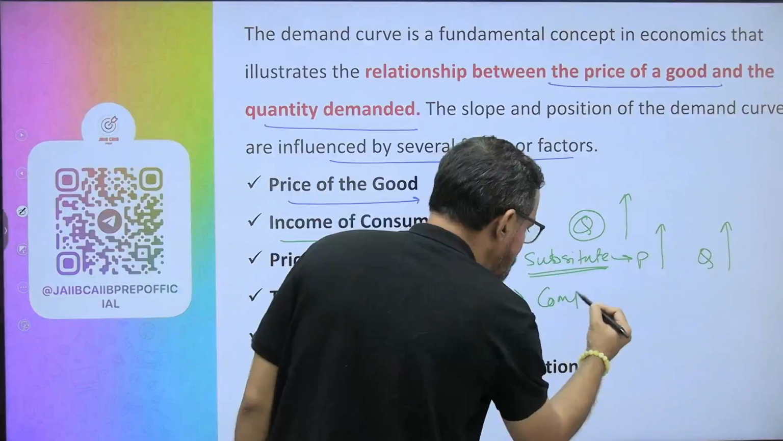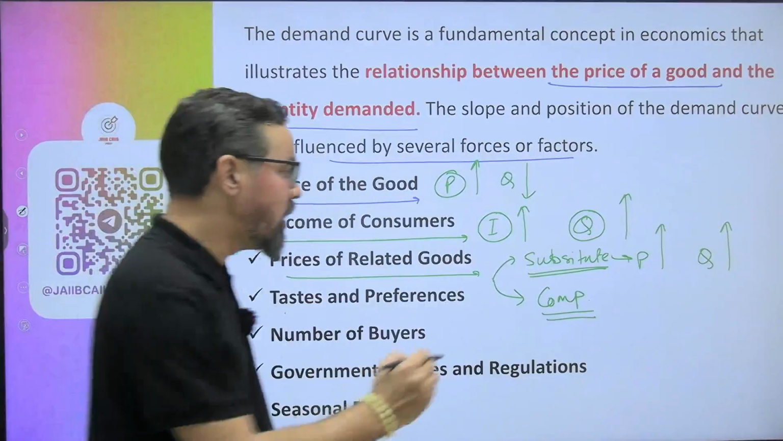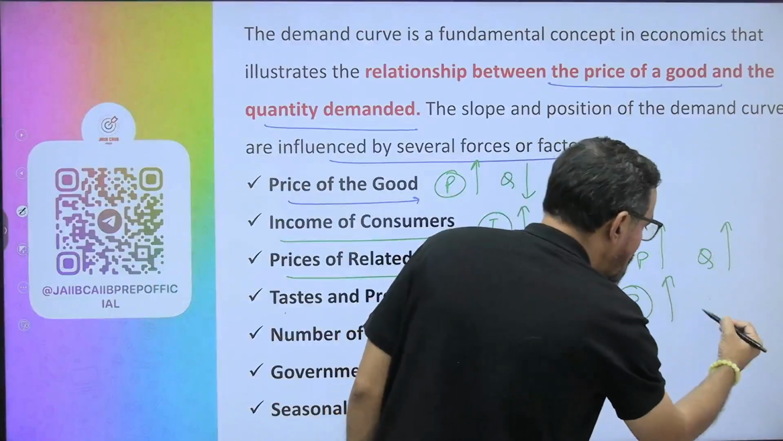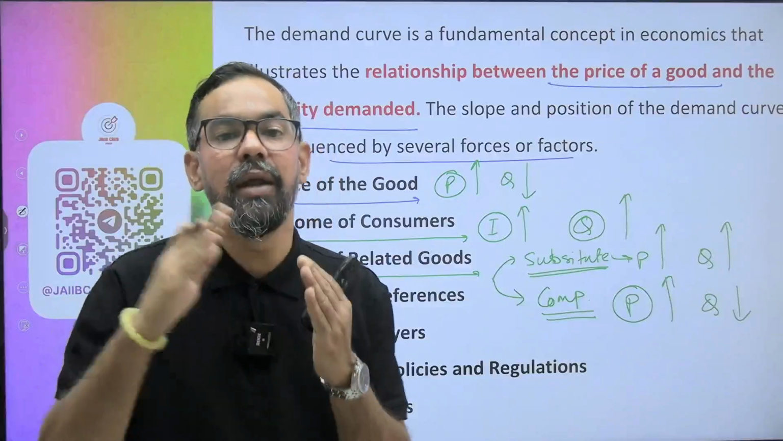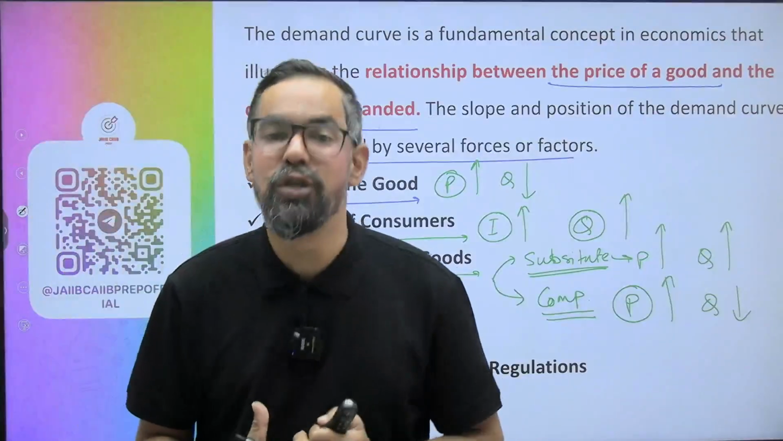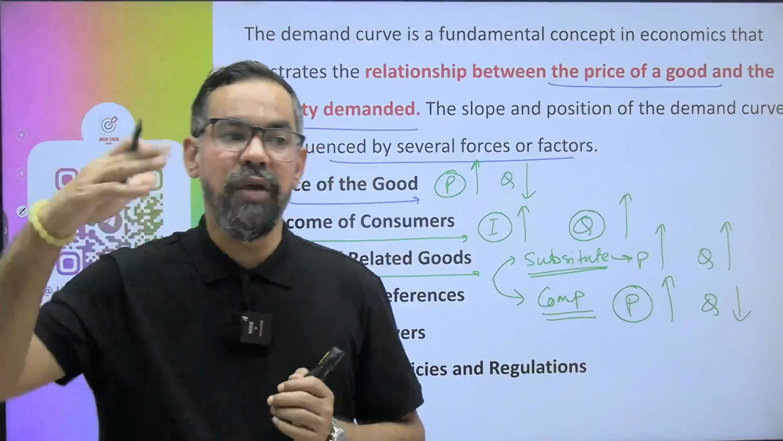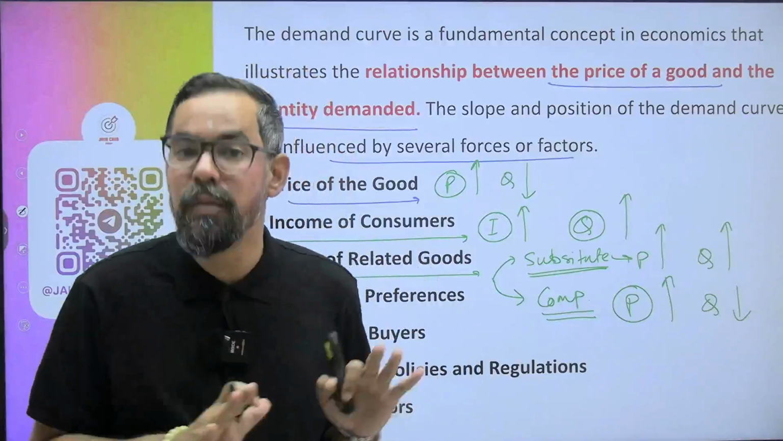So when it comes to complementary goods, in this particular case, when prices of complementary goods increase, the quantity demanded will decrease. Complementary goods like bread and butter, right? So if prices of butter increase, people will consume less bread. Or it is cars and petrol. So if prices of petrol increase, people will buy fewer cars.